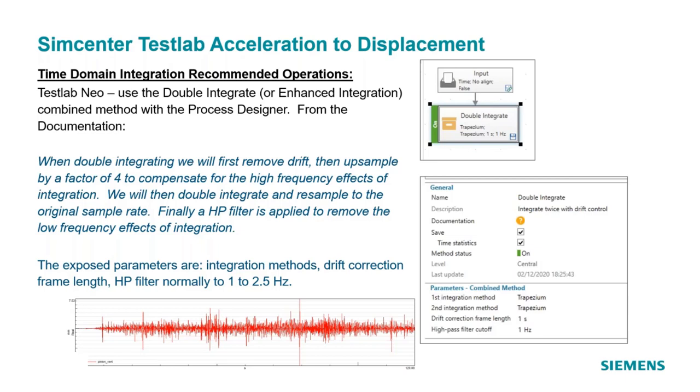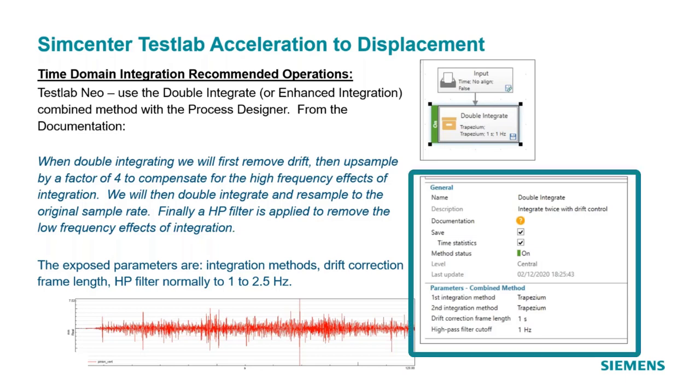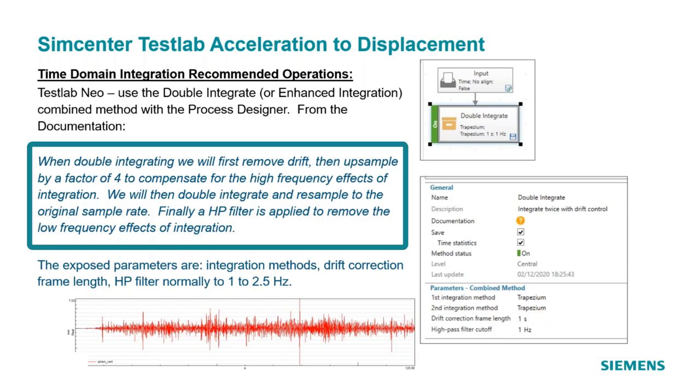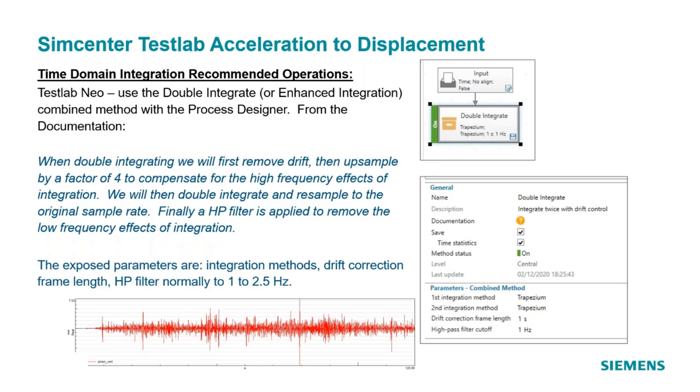And that is a combined method, and we've exposed four parameters. We've exposed the first integration method, the second integration method, the drift correction frame length, and the high pass filter cutoff. So we allow you to change those four things. And then the description here in blue says, and this is straight from the documentation, when double integrating, we will remove the drift first, then we'll upsample by a factor of 4, we will then double integrate, resample to the original, and then finally apply a high pass filter. And again, I say that the high pass filter is normally from 1 to 2.5 hertz.